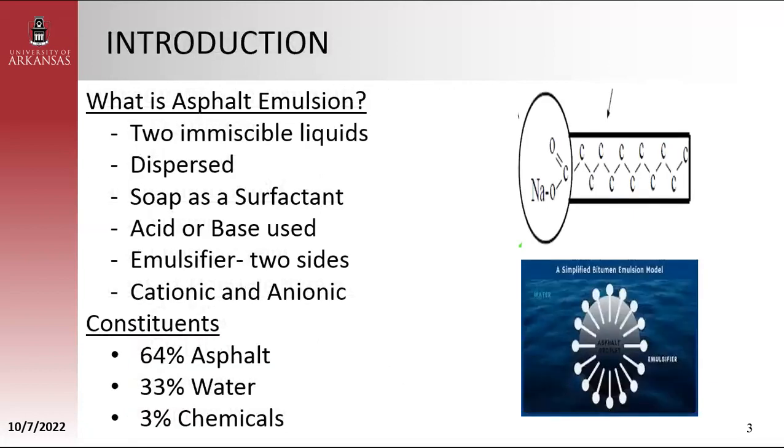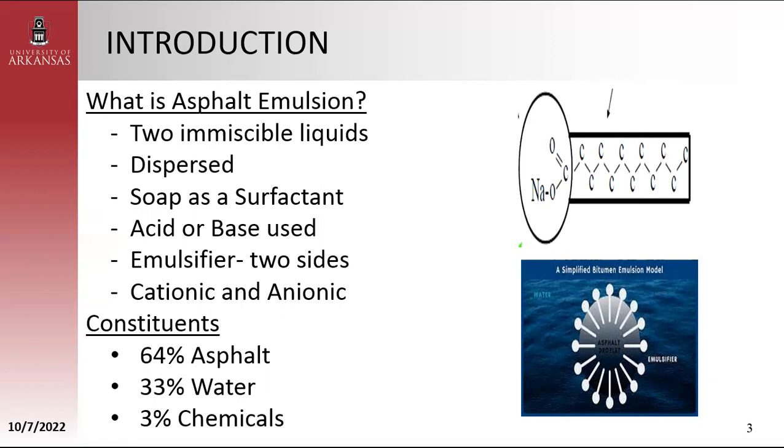So, what do we mean by asphalt emulsion? Asphalt emulsion is nothing but two immiscible liquids that are fully dispersed, and an emulsifier is used for this dispersion. For this dispersion, the emulsifier can be acid or base, so there are two types of asphalt emulsifier: one is cationic and another one is anionic.